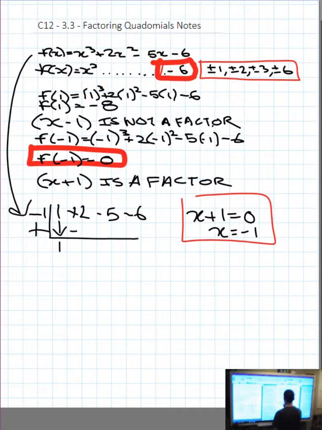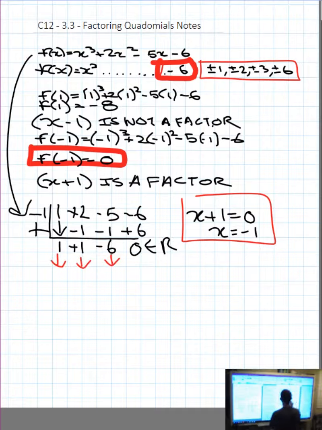1. Negative 1 times 1 is negative 1. Positive 2 plus negative 1 is positive 1. Negative 1 times positive 1 is negative 1. Negative 5 plus negative 1 is negative 6. Negative 1 times negative 6 is positive 6. And again, we get a remainder of 0. And remember, these are the coefficients of the term, and we used to be x cubed, so we're 1x squared plus 1x minus 6.